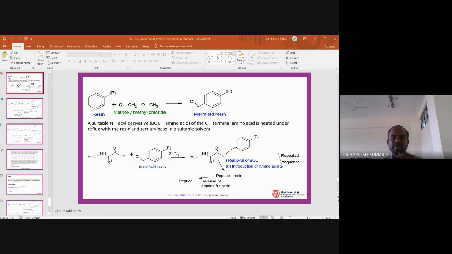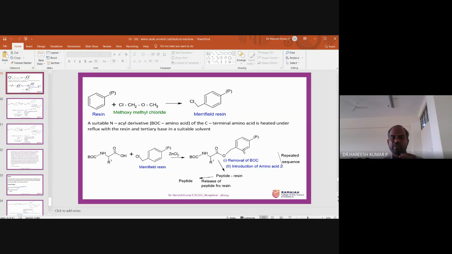Using solid phase peptide synthesis, deprotection and coupling reactions can be achieved on the surface of the solid support. So what is the process? Deprotection and then coupling. When you are coupling, the N is protected. Again deprotection and then coupling. Like that, we can proceed until we get the desired peptide, which may be a tripeptide, pentapeptide or polypeptide.